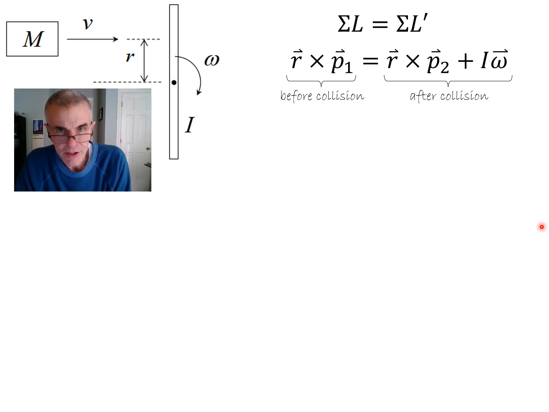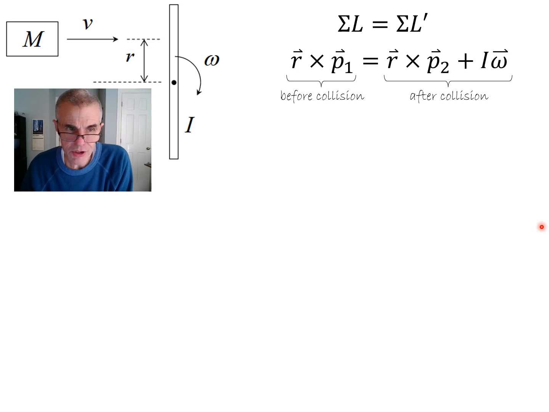Here I labeled it, by the way, just to make it clear that this is one side of my equation. We have what happened before the collision, how much angular momentum was there. It was all in the cart. The rod was not spinning, so only the cart had angular momentum.